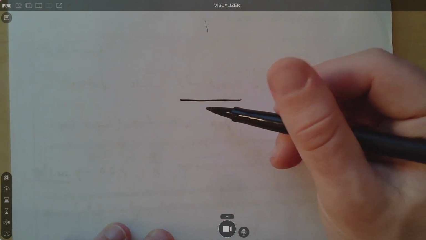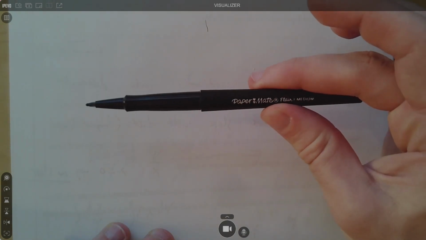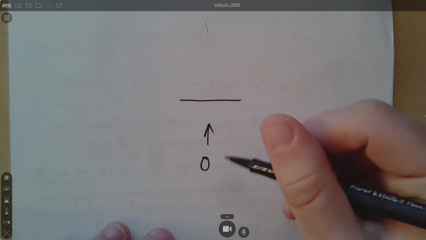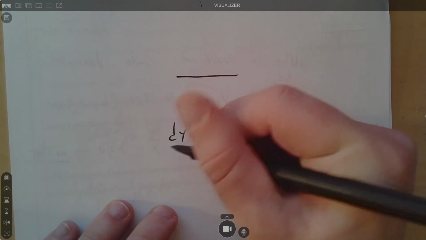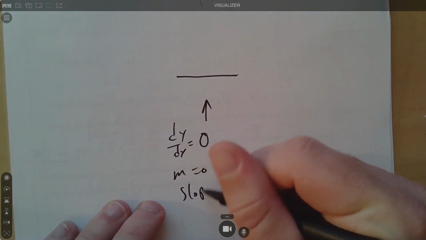This, guys, what is the slope of this tangent line, a horizontal line? What is the slope of that? The slope of that is 0, right? So your derivative is 0. You can think of it like that, or your m is 0, or your slope is 0, whatever, it's all the same thing.